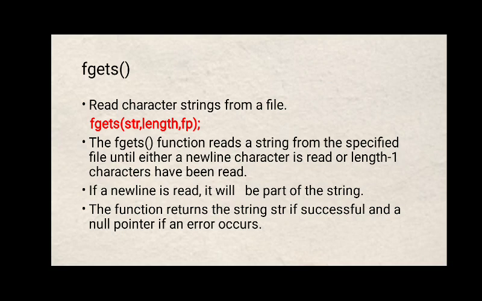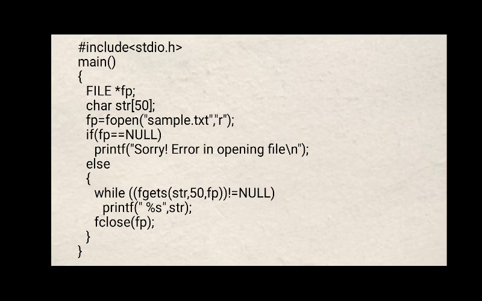If a new line is read, it will be a part of the string. So what happens in fgets is, if some statement was written, the first length minus 1 characters will be read into str from the file pointed to by the file pointer fp, or else it will read the set of characters till a \n into str from the file fp. The function will return the string str if it is successful, otherwise it will return an error message or a null pointer. So let's take an example.